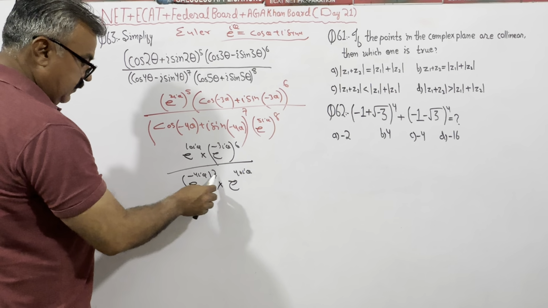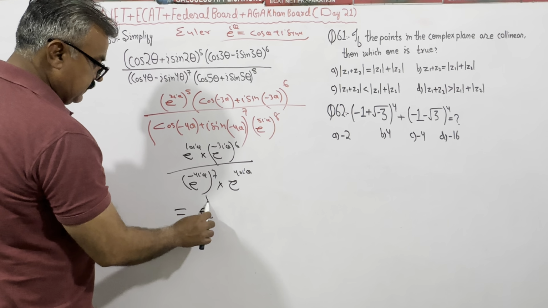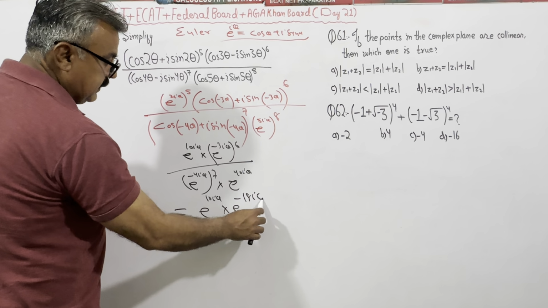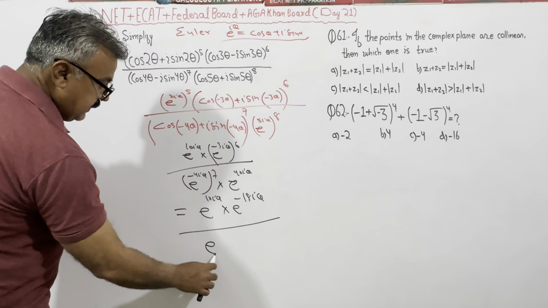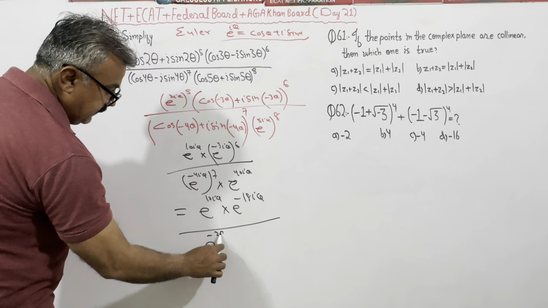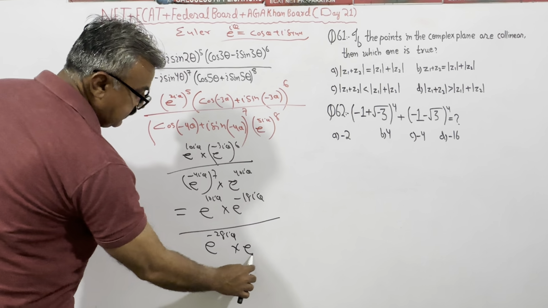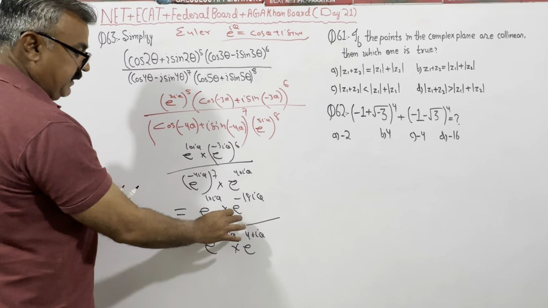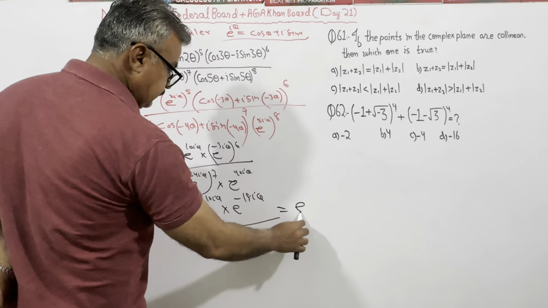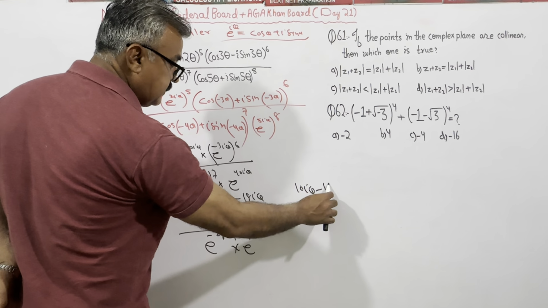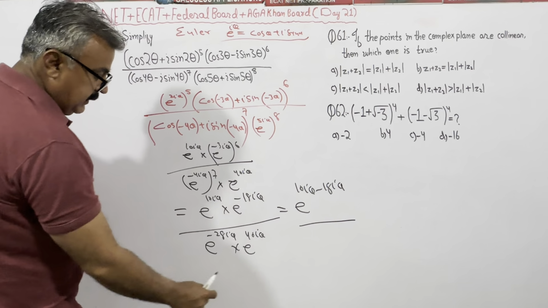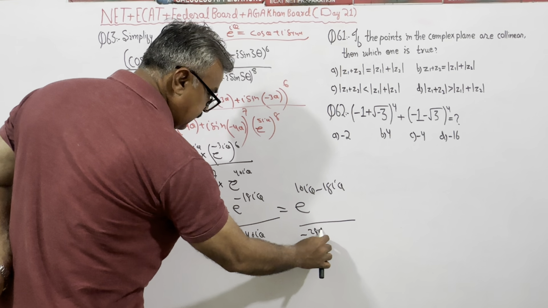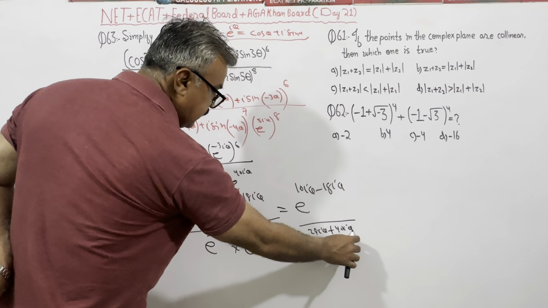Now 6 times 3 is 18, 4 times 7 is 28, 10 iota theta. E raised 6 times negative 3, negative 18 iota theta. E raised negative 4 times 7, negative 28 iota theta, times e raised 40 iota theta. Bases are same, they are in multiplication, add the powers: 10 iota theta minus 18 iota theta. In the same token, bases are same, they are in multiplication, add the powers: e raised negative 28 iota theta plus 40 iota theta.